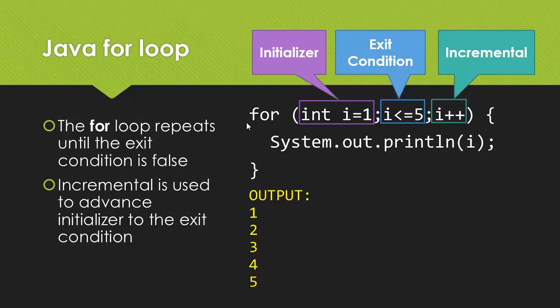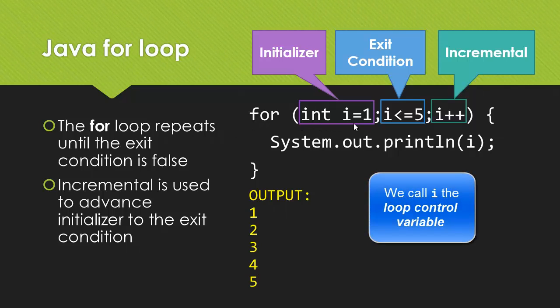If you look at the top, it says for, and then it says int i equals 1. That's going to initialize our variable. And then in the middle, we put our exit condition. This is a condition that when it's no longer true, the loop stops. And then in the last spot, we put the incremental, which is what we call our loop control variable. This is a variable that advances up in value until it reaches the exit condition.